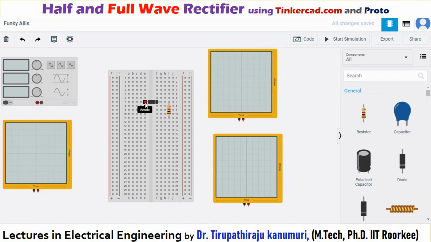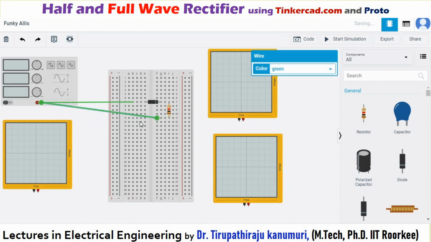So for the diode, you can see here, this side is P, this side will be N. Because this arrow, whatever is coming, this color strip, that will be on the N side of the diode. So now I am making the connection. This positive is connected to the diode. This negative one I am connecting to your load.